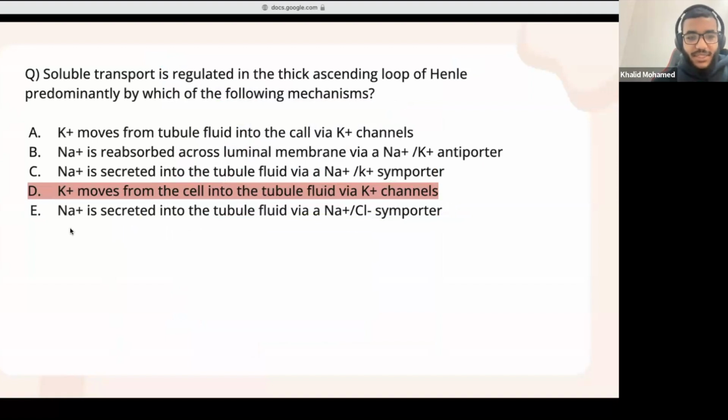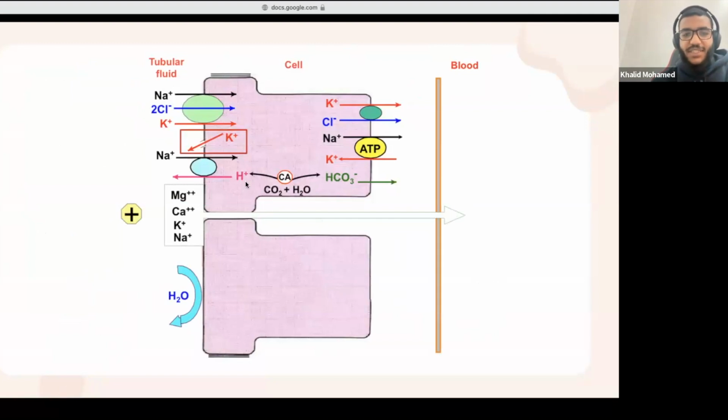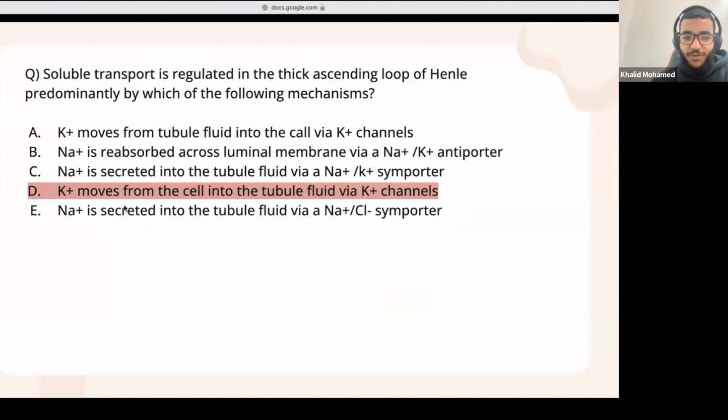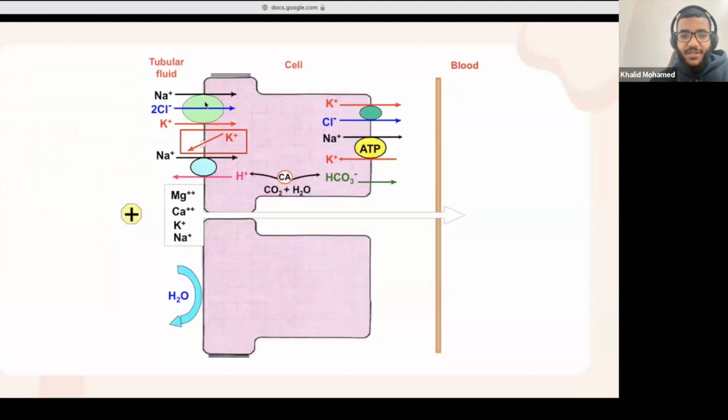Now, everyone that said E, Na+ is secreted in the tubule fluid via the Na+/Cl- symporter: Na+ is never secreted into the fluid. Okay, it always enters the blood through the symporter or whatever other channel there is, but it's never secreted in the tubule. Okay, so this is why this answer will be wrong. It's not secreted in the tubular fluid. It's always absorbed. And also, this is not an NaCl importer.